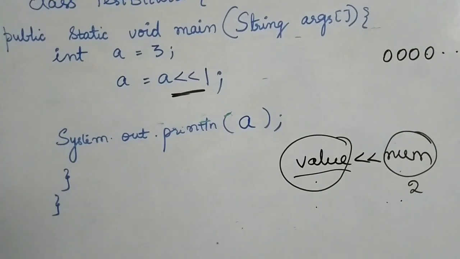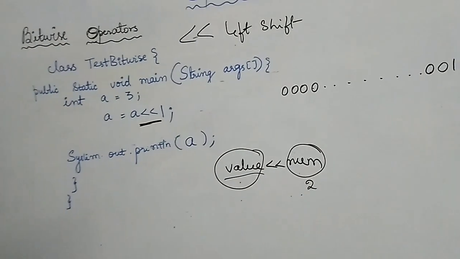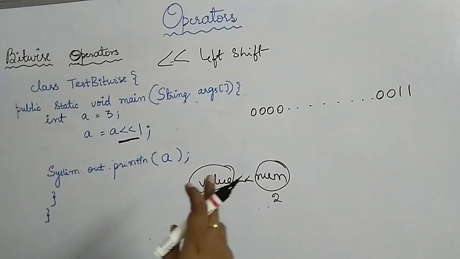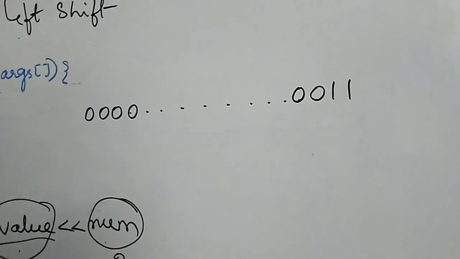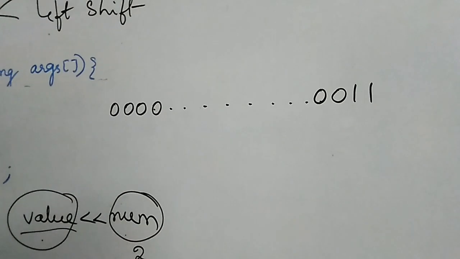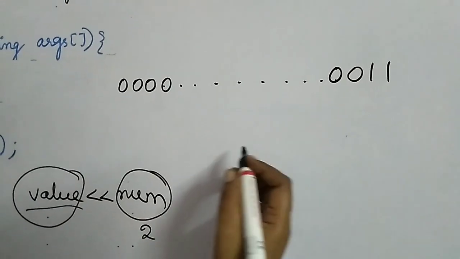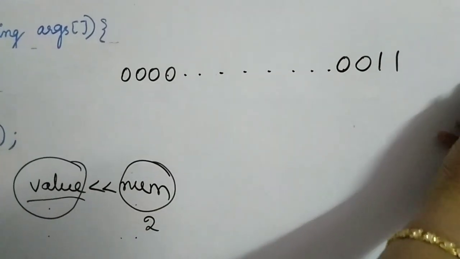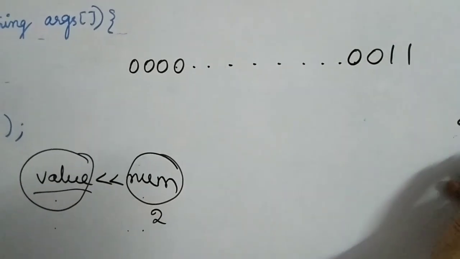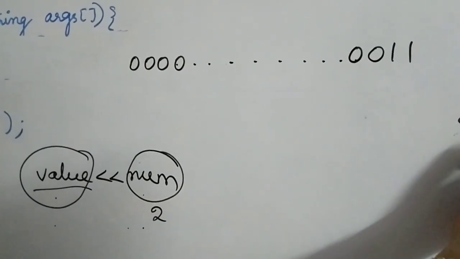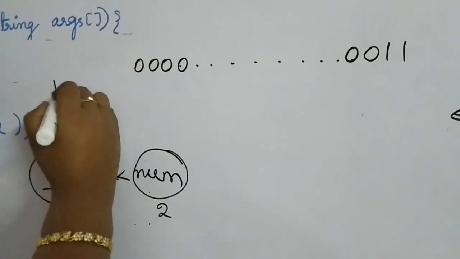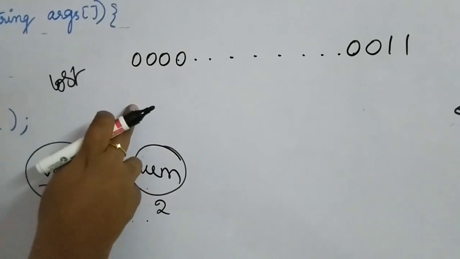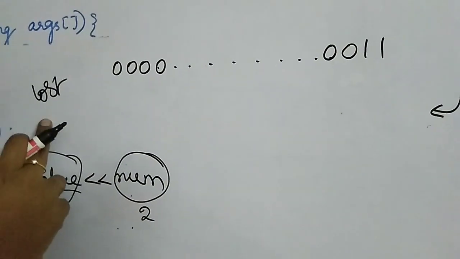Okay, so we'll see what will happen when I apply left shift onto this value, which is 3. 3 is represented like this in the binary format. Now I am trying to shift it 1 onto the left. Now on the right side, it will add zeros. And the high order bits on the left will be lost.